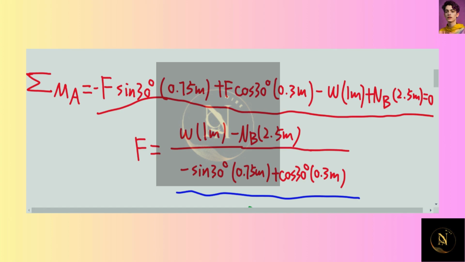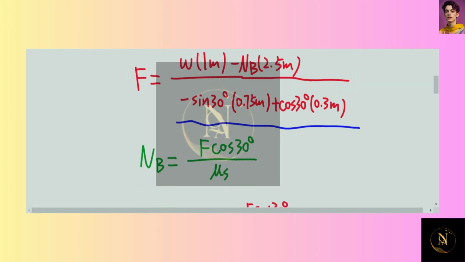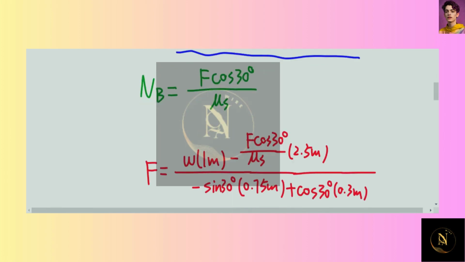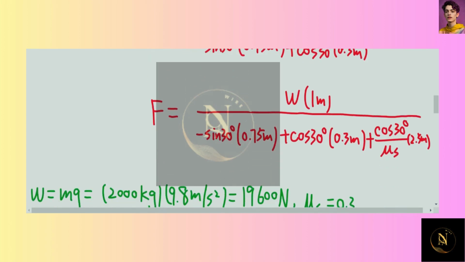W here is the weight of the car, which is the gravity of the car. And we also know that NB is equal to F cosine 30 degrees over mu s. So now we can use F cosine 30 degrees over mu s to substitute for NB. So we have force F equal to W times 1 meter minus F cosine 30 degrees over mu s times 2.5 meter, over negative sine 30 degrees times 0.75 meter plus cosine 30 degrees times 0.3 meter. So if we do some arrangement here, eventually we'll have the towing force equal to such equation here.